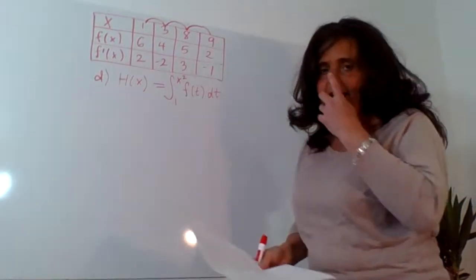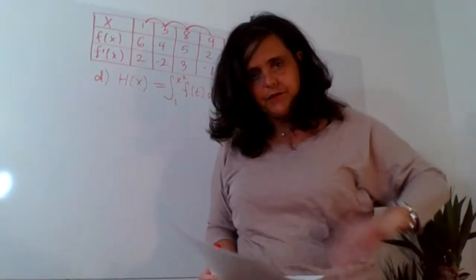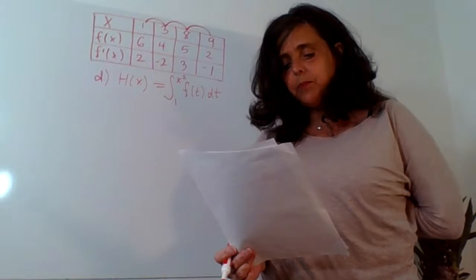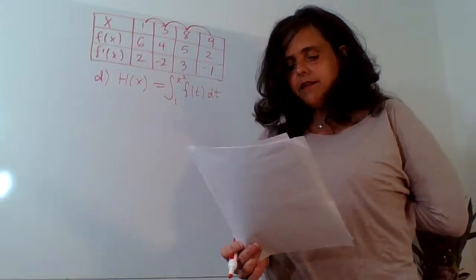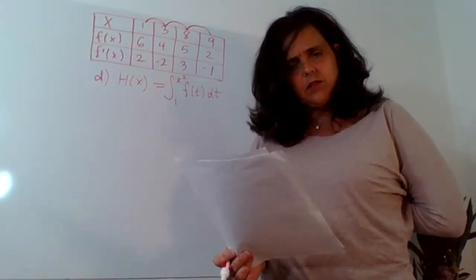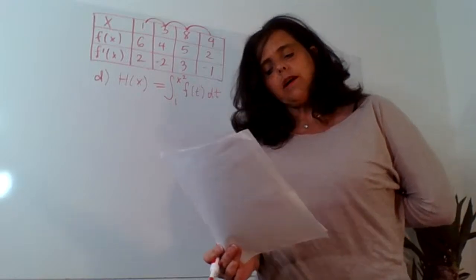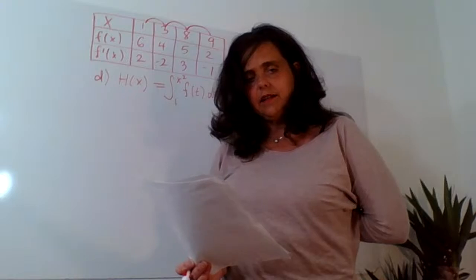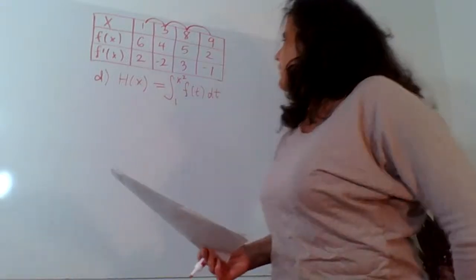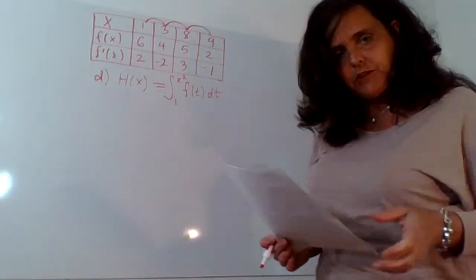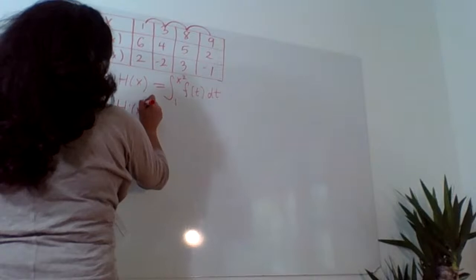And they're asking for two values. They want us to compute h prime of x and h double prime of x. And they also go on to ask us to explain why h could not have a relative extremum or a point of inflection at x equals 3. Okay, so let's begin by finding h prime and h double prime in terms of x. So h prime is the derivative.